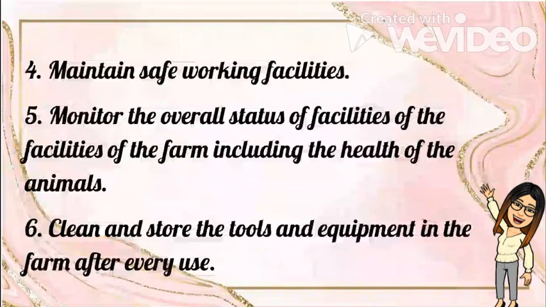Number 5 is we have to monitor the overall status of facilities of the farm, including the health of the animals. Of course, you need to monitor all overall status of facilities, not just focus on one facility. And how about the others, right? So you have to check all. You have to recheck, monitor from time to time.